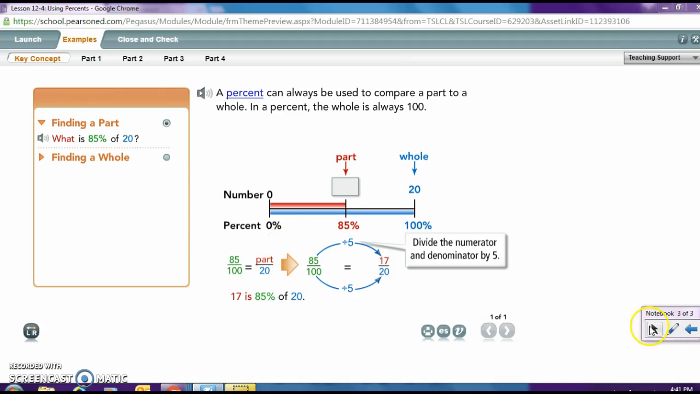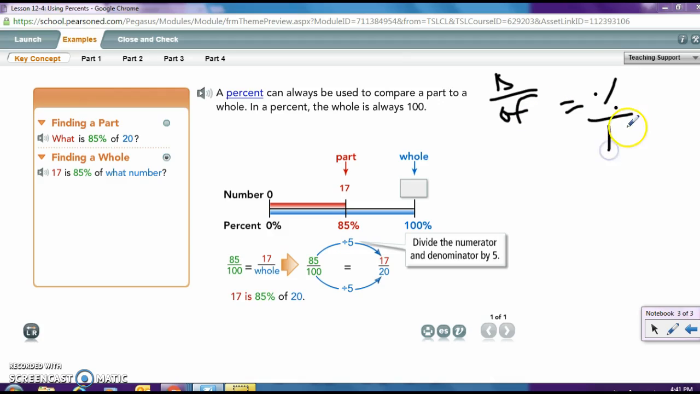Let's go ahead and look at this next part, that is finding the whole. 17 is 85% of what number? So looking at this, it's a little different. Remember, I have my is over my of is equal to my percent over 100. That's a bad percent sign. I'm so sorry. It looks like a tadpole. Okay, I need to figure out what I know. Well, I know 85%, so my 85 will go over my 100 because every percent is compared to 100. Okay, and then I have an equal sign.